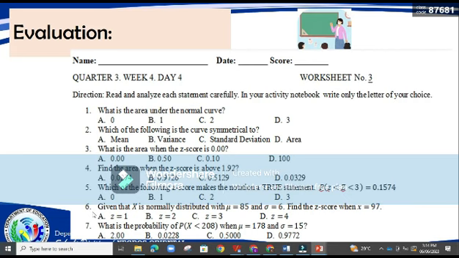Number 6, given the x is normally distributed with mean is equal to 85 and standard deviation is equal to 6. Find the z-score when x is equal to 97. A, z is equal to 1, B, z is equal to 2, C, z is equal to 3, D, z is equal to 4. Number 7, what is the probability of x is less than 208 when mean is 178 and standard deviation is equal to 15? A, 2.0, B, 0.0228, C, 0.5000, D, 0.9772.